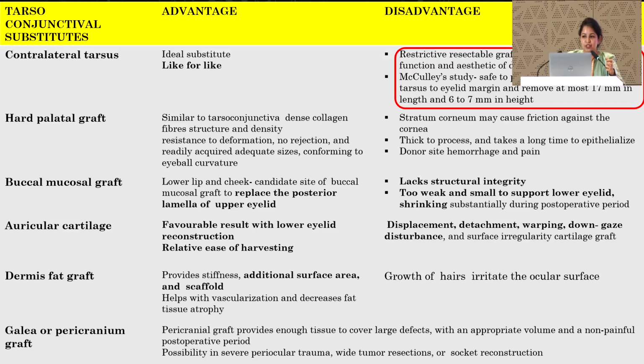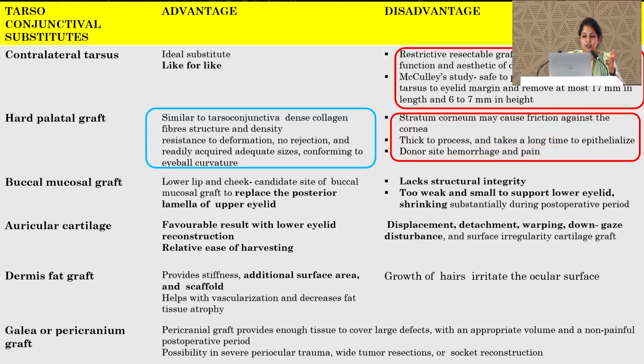According to the study, it is safe to preserve the 4 mm of tarsus adjacent to the eyelid margin and remove at most 17 mm in length and 6 to 7 mm in height. The other one we have is a hard palate graft, which is similar to the tarsoconjunctiva in terms of collagen fiber structure and density. It is resistant to deformation and readily conforms to the shape of the eyeball.